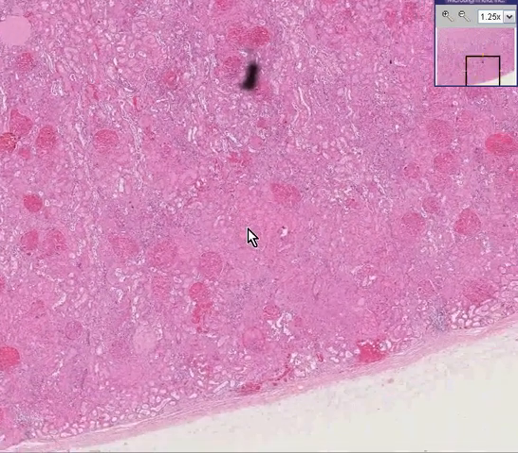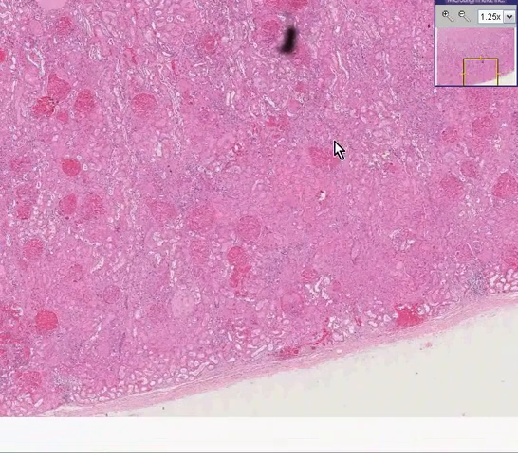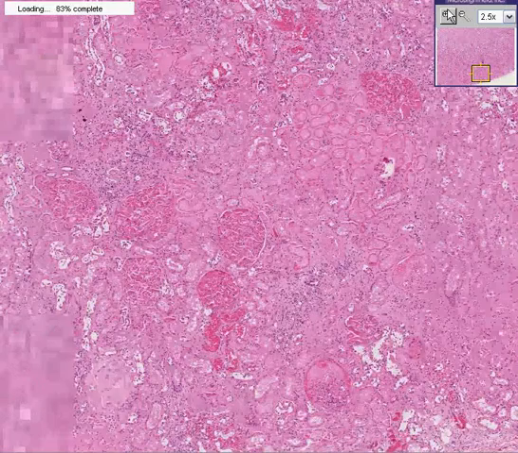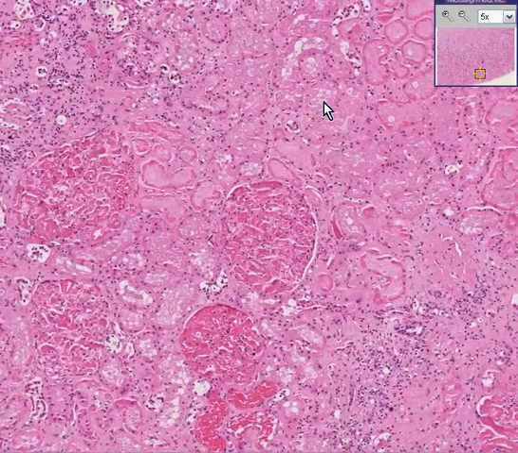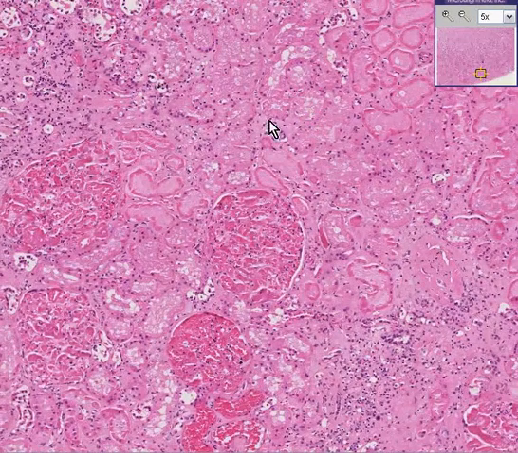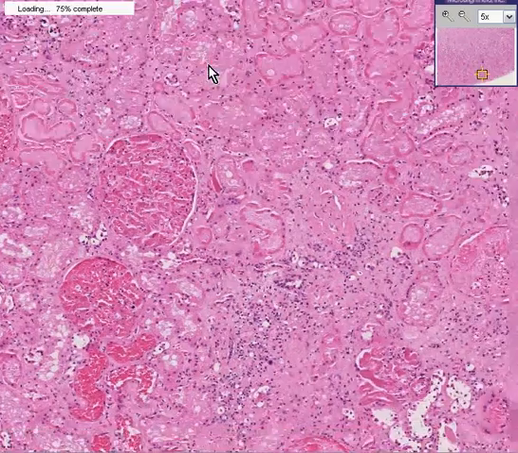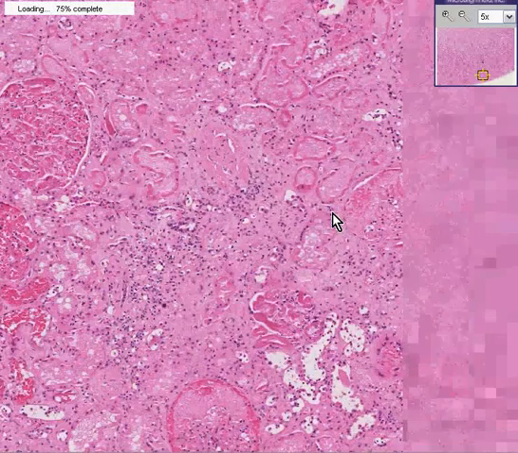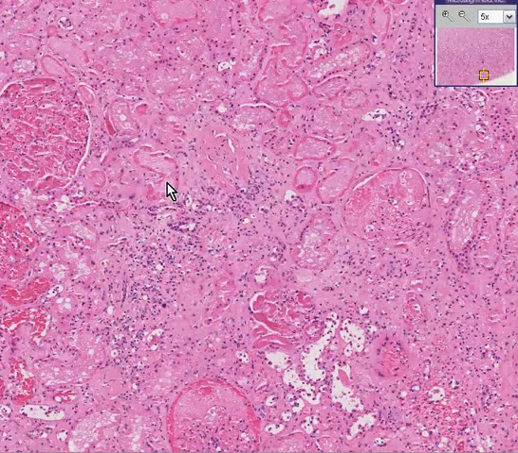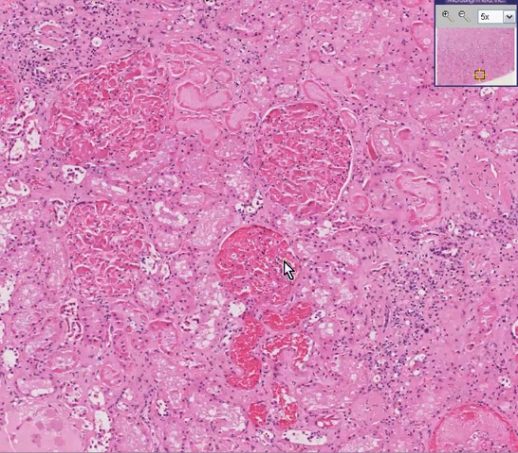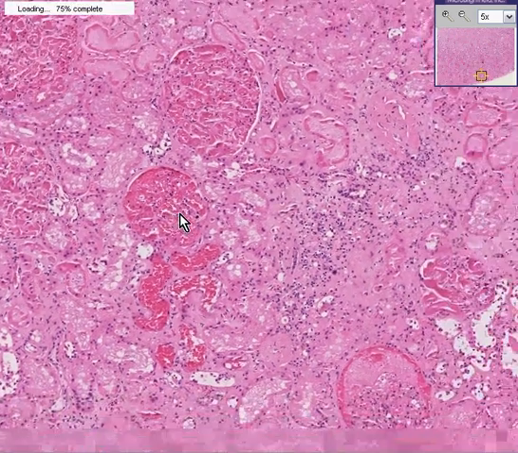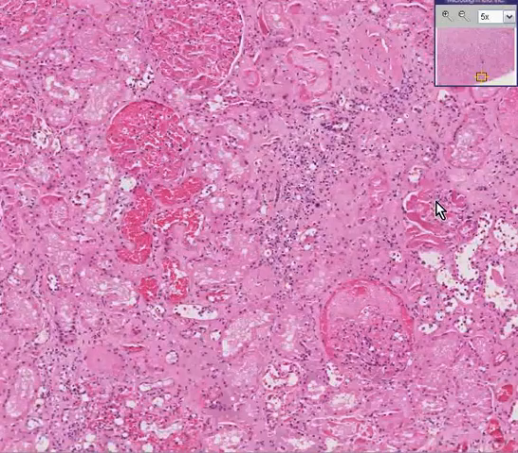I think you can also possibly realize the fact that the cortex looks like in many areas, especially here in the tubules, that it has lost its delineation of cellular detail, like you see in infarcts. But also notice how these glomeruli seem to be quite red. And why do you think that might be?